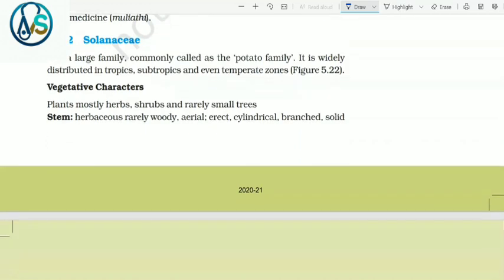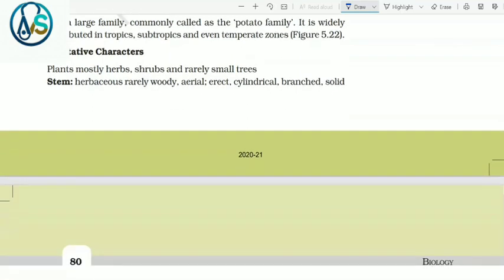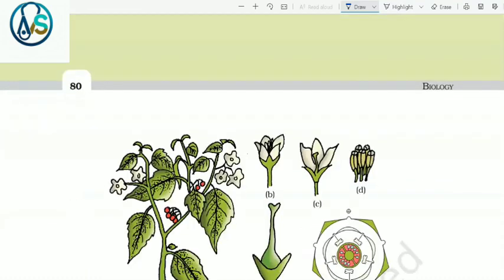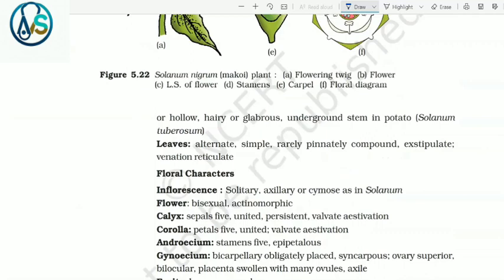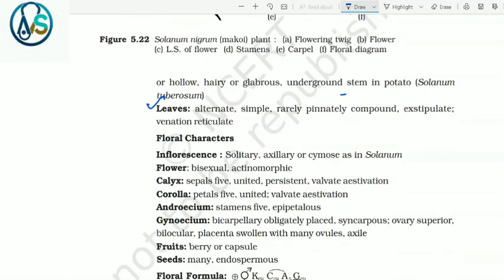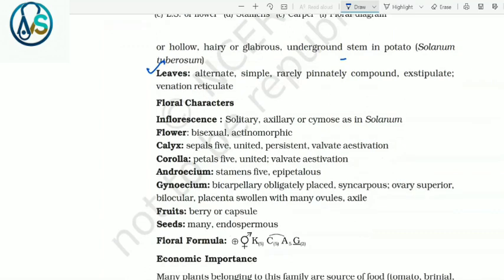It is widely distributed in tropics, subtropics, and even temperate zones. Vegetative characters: plants mostly herbs, shrubs, and rarely small trees. Stem: herbaceous, rarely woody, aerial, erect, cylindrical, branched, and solid or hollow, hairy or glabrous. Underground stem in potato, that is Solanum tuberosum. Leaves alternate, simple, rarely pinnately compound, exstipulate, venation reticulate.